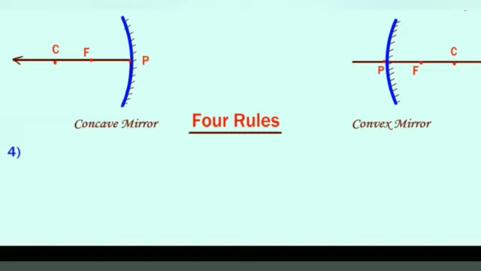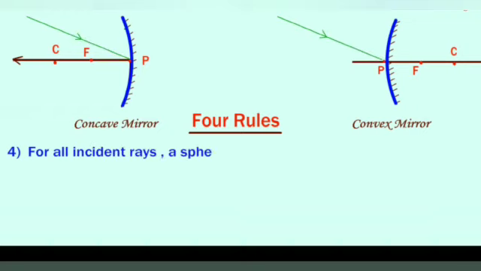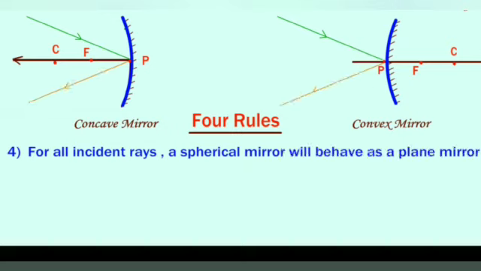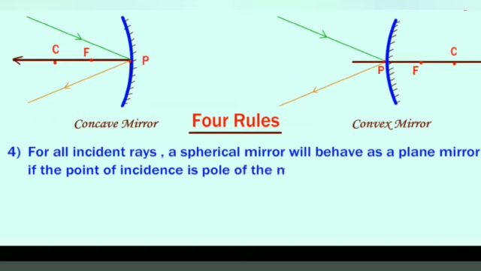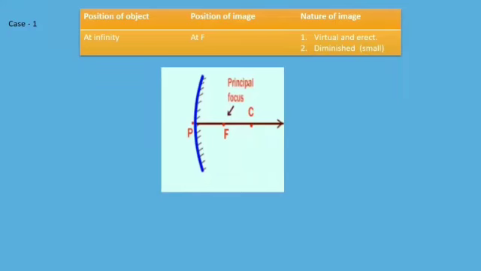The fourth rule says, if a ray of light is striking at point P, that is the pole, it will reflect with the same angle. That means this principal axis here is acting as normal. So the spherical mirror acts as a plane mirror. Same for both the cases. So students, please practice. So now we are starting with the image formation in case of convex mirror.